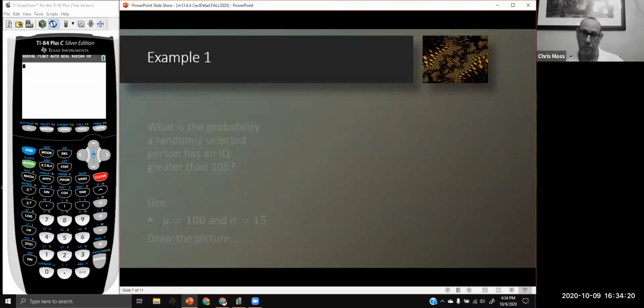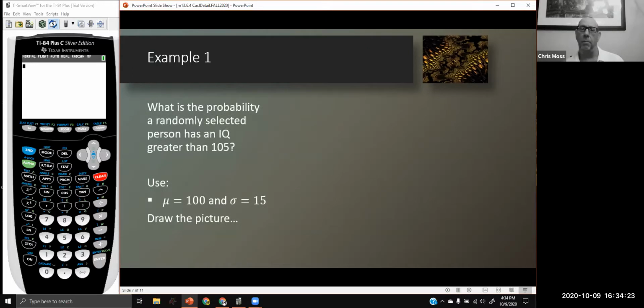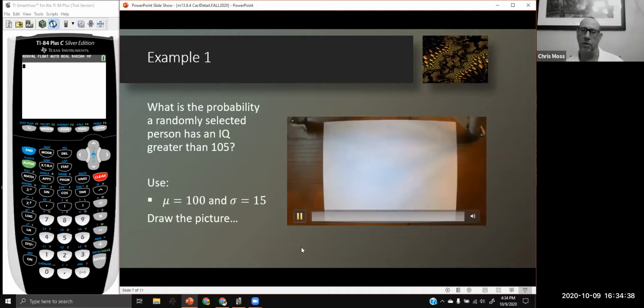Here's the first question. What is the probability that a randomly selected person has an IQ greater than 105? We're going to use a mean of 100 and a standard deviation of 15, and we're going to draw a picture first. Yeah, seriously, draw a picture.